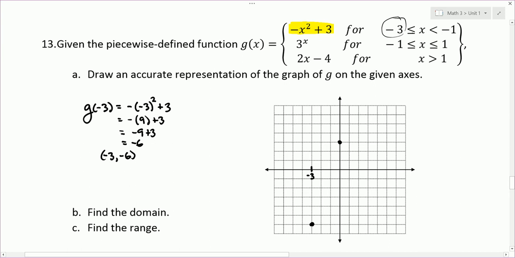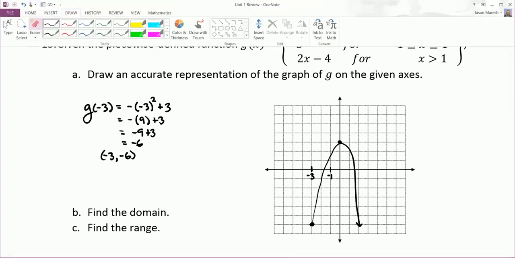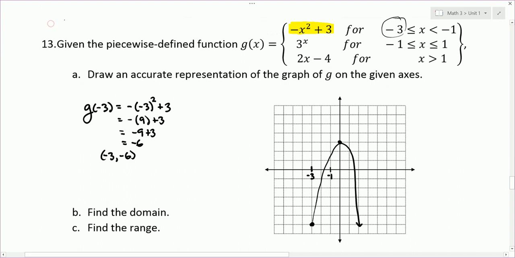If you take a look at the domain, though, this thing is only going to end when x is -1. Okay, so if I ignored that, this graph's looking something like that. But we don't want the whole thing. We just want a piece of it. So I'm going to have to go back and erase that. And I will do that in a second.